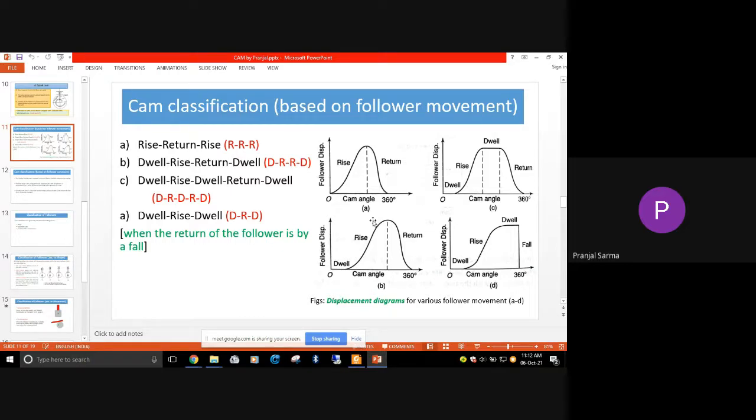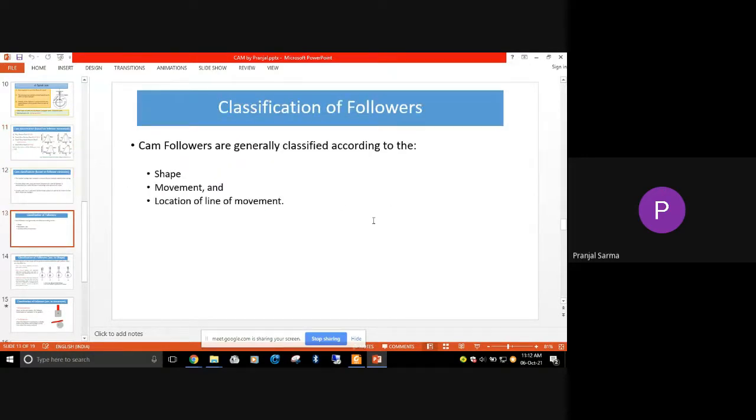Similarly, we can check the behavior of the velocity, so we will be able to draw a velocity diagram. Similarly, we can also have the acceleration diagram. Those things we are going to study next. Later on we discussed the classification of followers, which can be done based on the shape, movement, and the location of the line of motion.